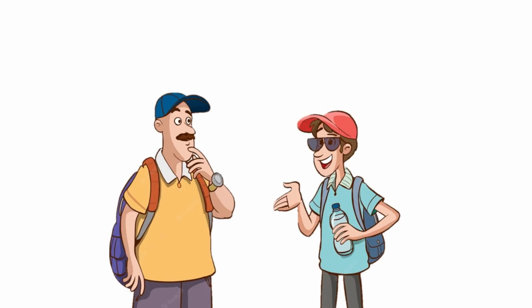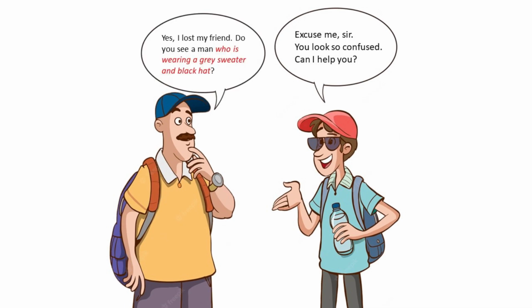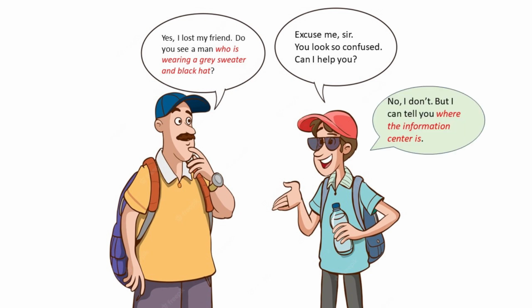Look at this picture. There are two people doing conversation. Excuse me, sir. You look so confused. Can I help you? Yes, I lost my friend. Do you see a man who is wearing a gray sweater and black hat? No, I don't. But I can tell you where the information center is. Thank you so much.